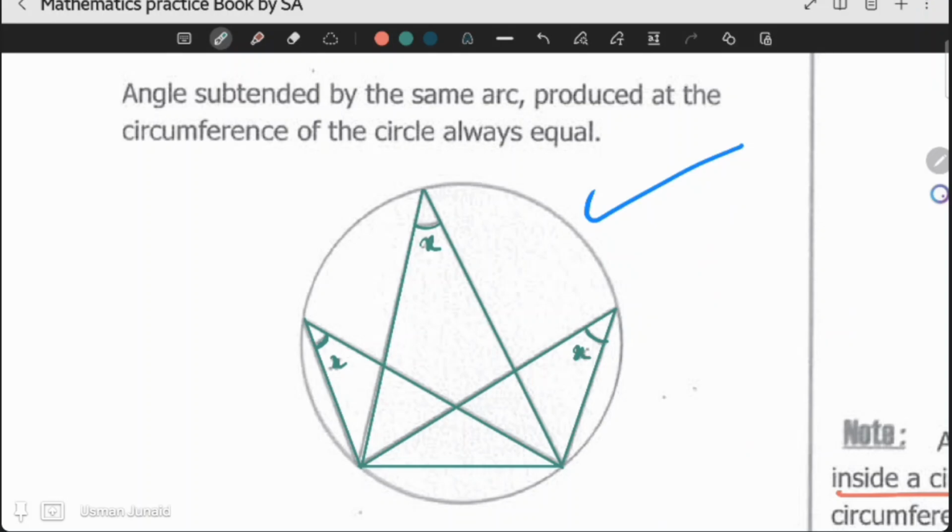Sir, which points are you talking about? Okay, these points. Okay, sir. All of these have the same angle because they are subtended from the same chord. Okay, sir.